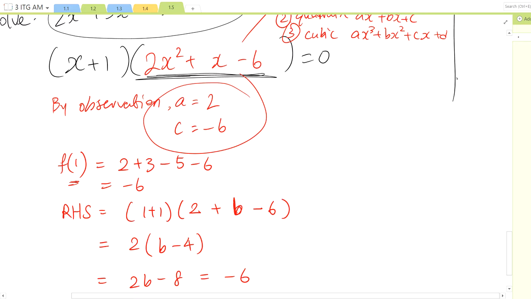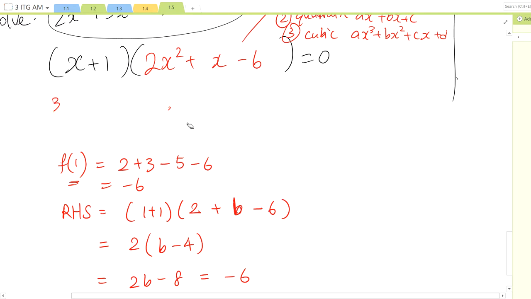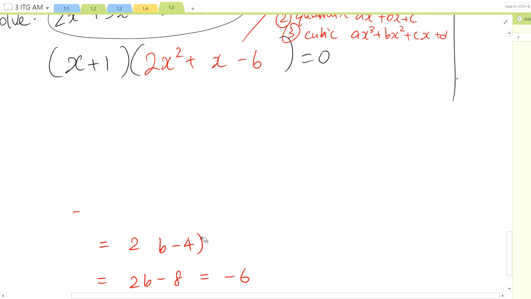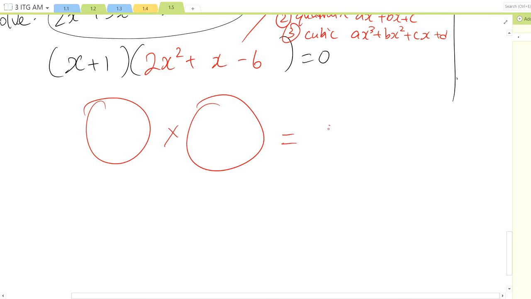So now, class, do you agree that my quadratic factor is 2x squared plus x minus 6? Is it correct? Yeah. So is it completely factorized already? Let's see what happens. From here, x plus 1 multiplied by that quadratic gives you 0. What does that mean? Something times something equals 0. Or it could be the other way around, something times a 0, so that I get a result of 0.